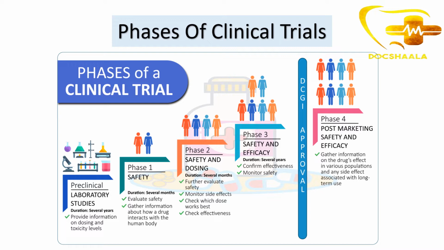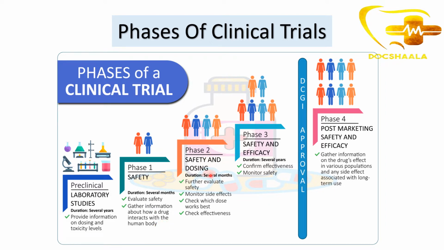In this image you can see preclinical laboratory studies. Their duration is several years, and they provide information on dosing and toxicity levels. Then coming to phase 1, it is safety or microdosing, lasting several months, to evaluate safety. Please make a note, they have not given phase 0 here, it is phase 1. It gathers information about how a drug interacts with the human body.